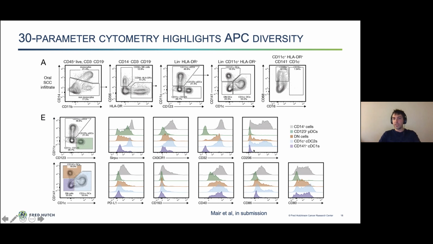And we could actually see that some of these DC subsets don't express it at all, like for example, the cross-presenting DCs. Monocyte macrophage and CD1c positive cells both showed around 50% expression, and pDCs of course didn't. The same was true for PD-L1 and for the co-stimulatory molecules CD86 and CD80, where we also saw largely heterogeneous expression patterns.